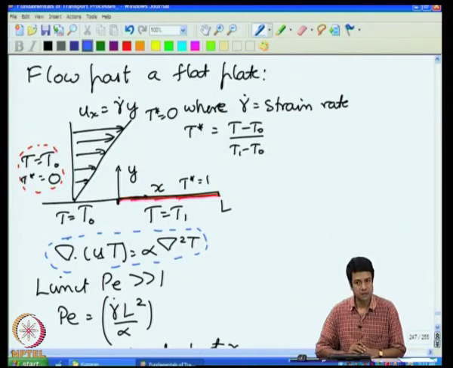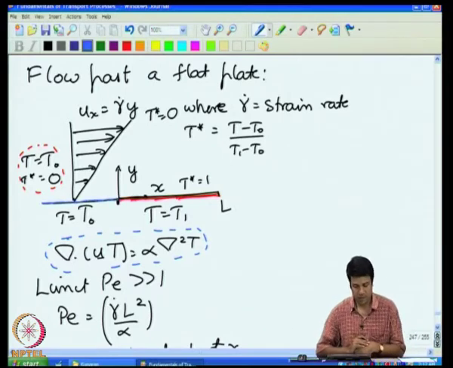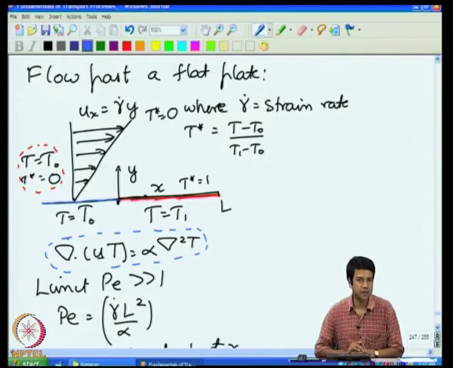The configuration was as follows. We have a fluid which is incident on this heated surface at a temperature T is equal to T naught. The surface is unheated up to x is equal to 0. So there is a cold section of the surface up to x is equal to 0, which is at the same temperature T naught as the incoming fluid. And at x is equal to 0, the heated section starts. T is equal to T 1. And it continues for some length L.